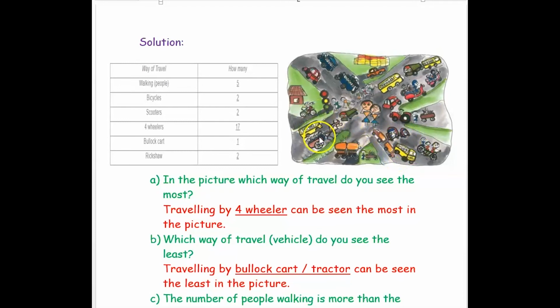Okay, four-wheelers are more in numbers here. So 17 four-wheelers are here. So four-wheelers is the most.